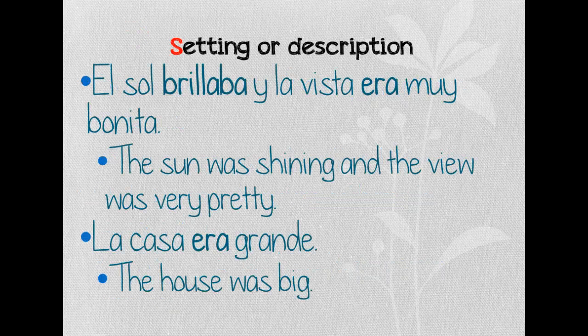The S stands for setting or description. So, el sol brillaba y la vista era muy bonita. So the sun was shining and the view was very pretty. That is a description. And then again, another description, la casa era grande, the house was big. So those are descriptions of something in the past tense. We're going to use the imperfect.